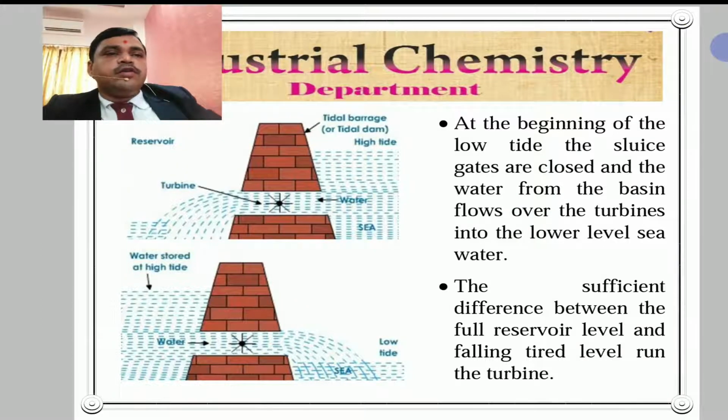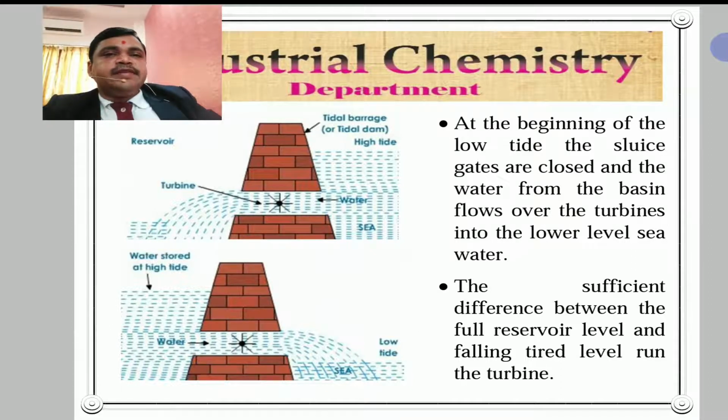At the beginning of the low tide, the sluice gates are closed, so water does not flow from the basin into the sea through them. Now, water flows from the basin through the turbines into the lower level sea water. The sufficient difference between the full reservoir level and the falling tide level runs the turbine.